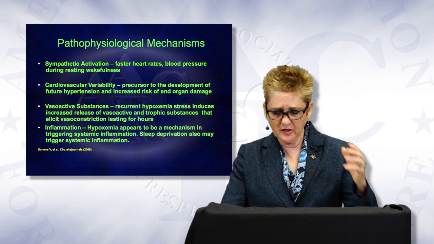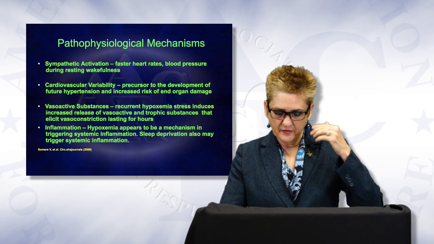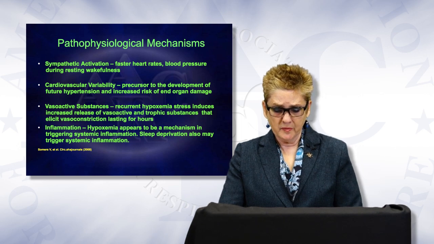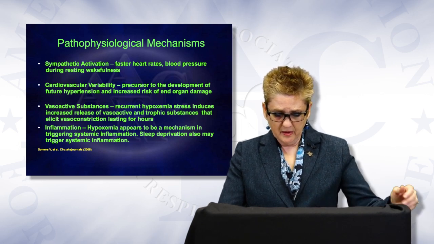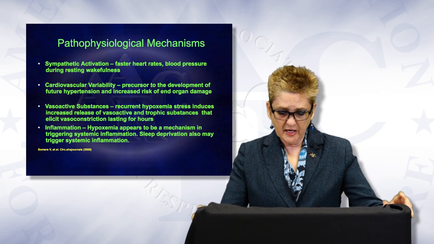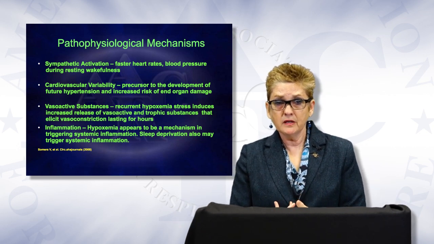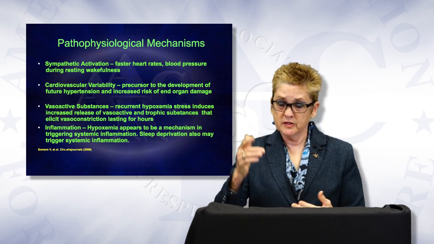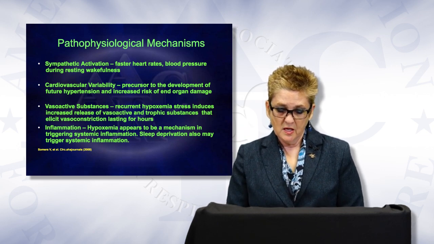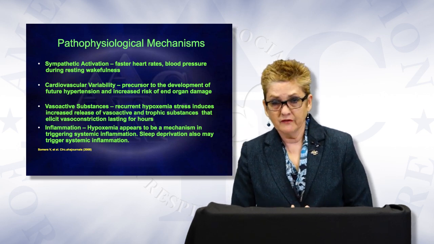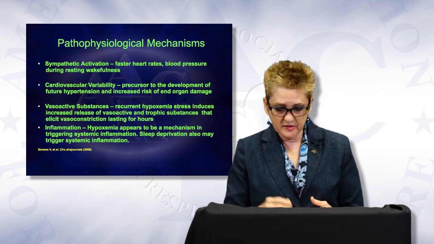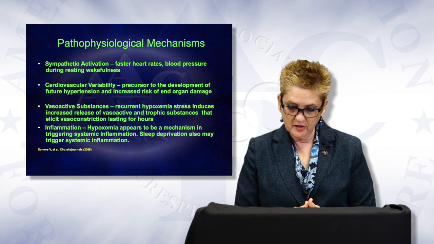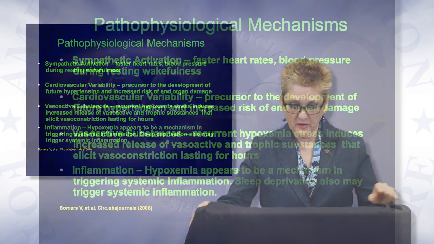Just a little bit, these are kind of complex theories, what we think about, but what happens with pathophysiological mechanisms, I talked about that the sympathetic activation occurs. We get a faster heart rate. We get increased blood pressure during wakefulness and resting. We also see cardiovascular variability. That means this is really a precursor to high blood pressure or hypertension and eventually organ damage.